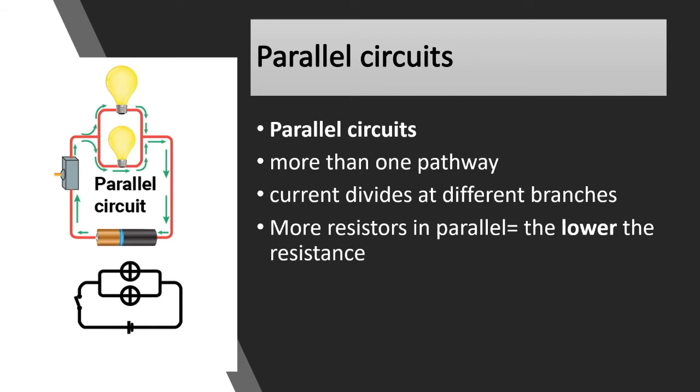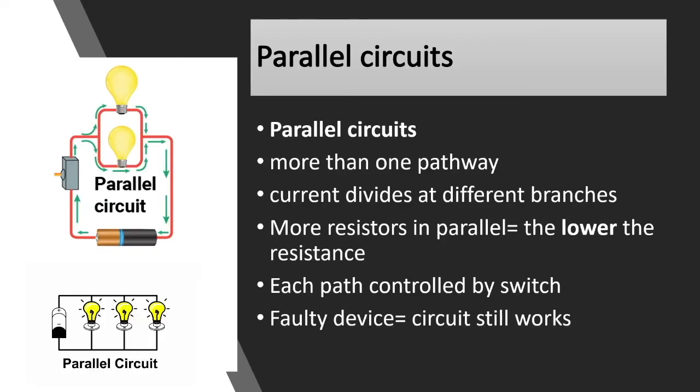In parallel, the more resistors we have, the lower the resistance, because of the different pathways where the resistors could be placed. In parallel, unlike series, each pathway can be controlled by a separate switch. This is due to the current that flows through those pathways, that it can continue working. If one device is switched off in one pathway, the other device in a different pathway could continue working. In parallel, if there is a faulty device, the current still works, and this is due to the different pathways that can be found in a parallel circuit.